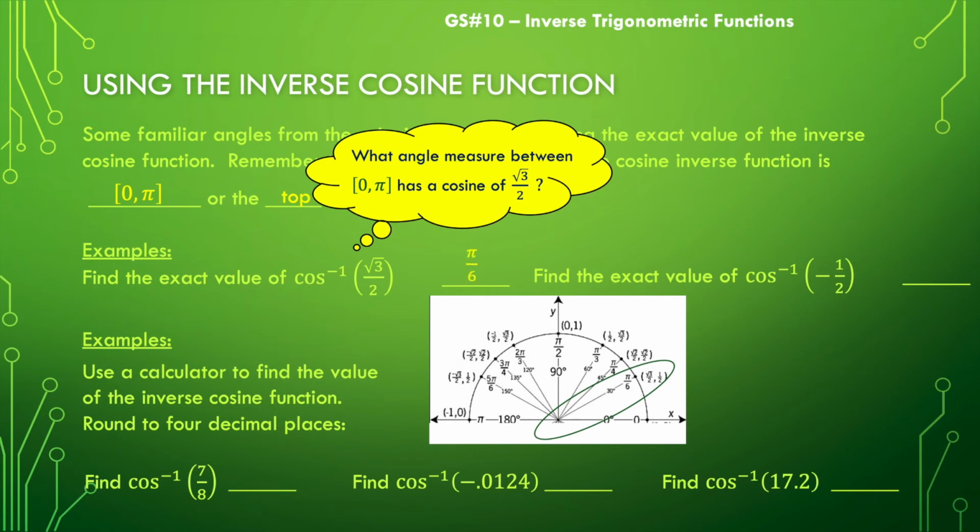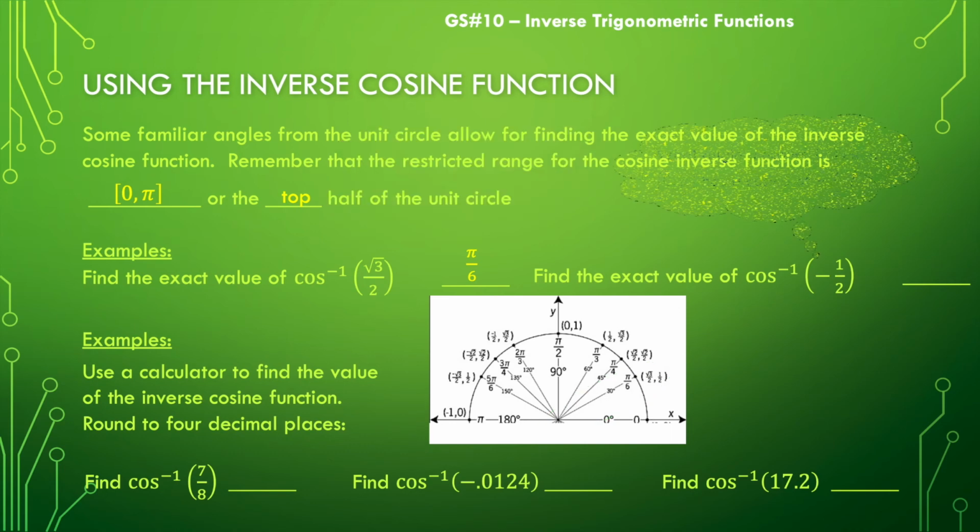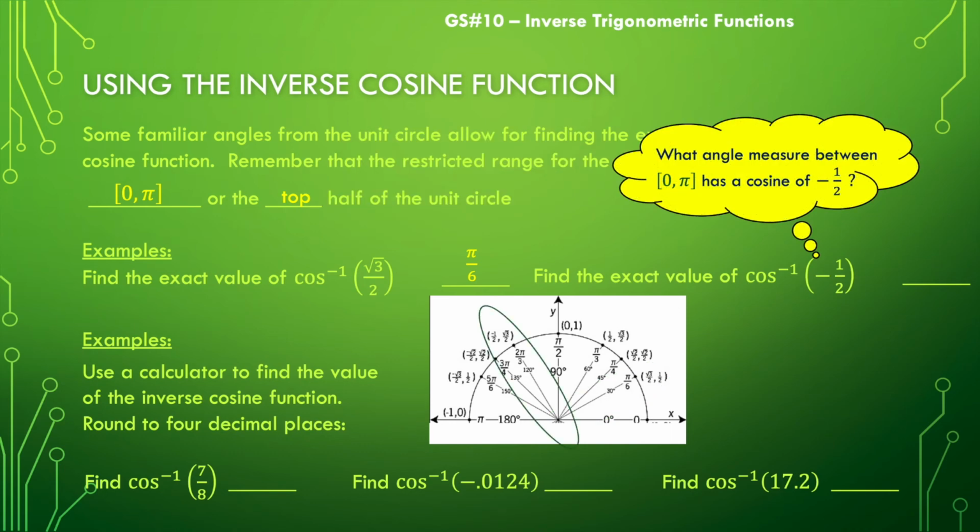Okay, and then do the same thing for -1/2. We're looking for something along the unit circle on the top half there that has an x coordinate of -1/2. And you can find that right here. And then you just, again, pull the angle measure. Okay, so that's your thought process to evaluate things that are familiar from the unit circle.